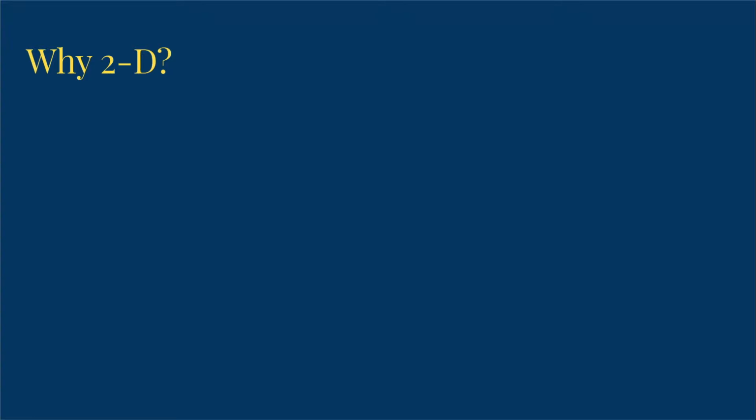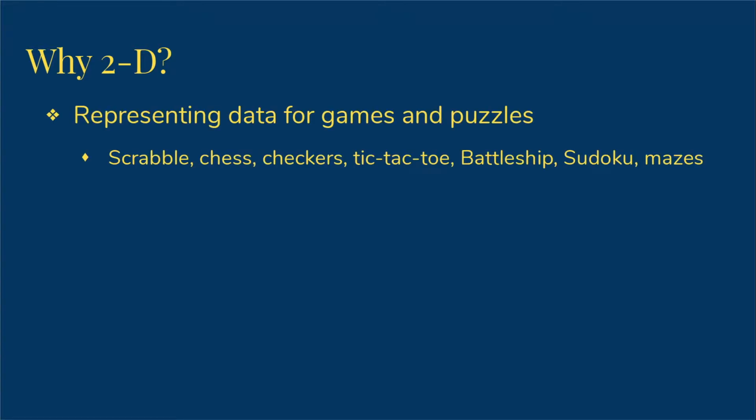Well, there are a lot of places where we end up with a table of data, something with rows and columns. There are lots of examples in games and puzzles. So think about Scrabble or chess or checkers or tic-tac-toe, Battleship, Sudoku, mazes, word search puzzles, crosswords. We go on and on and on.